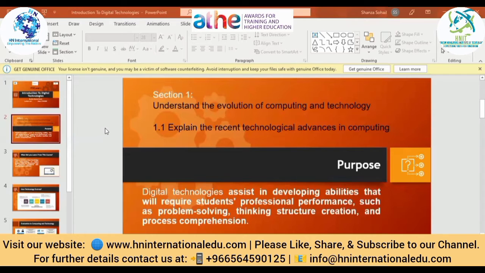Technology is like a car, a train, a plane, and digital is like binary data, like apps and mobile. All the data stored in a computer is in the form of digital. These are digital technologies.